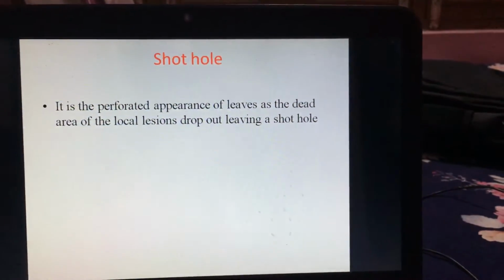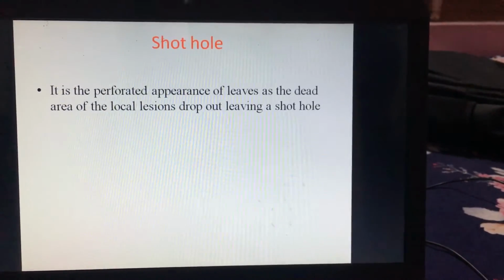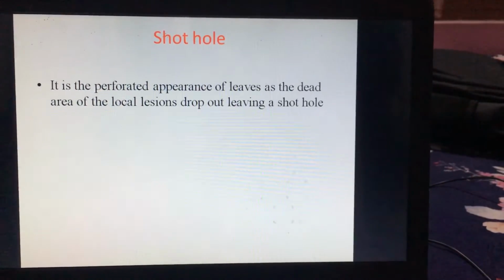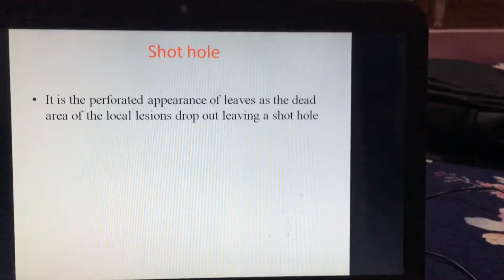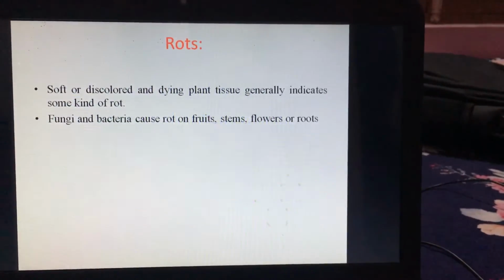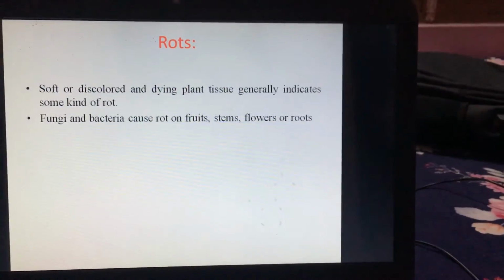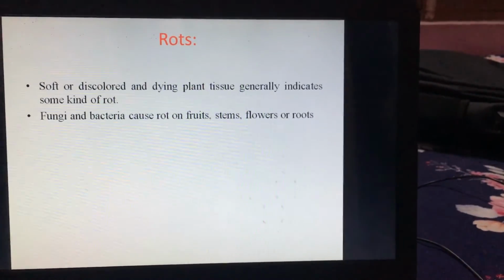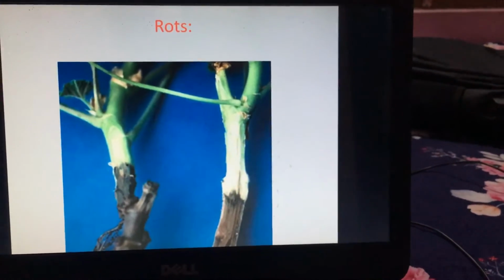And here is shot hole. It is the perforated appearance of leaves as the dead areas of the local lesions drop out, leaving a shot hole. And these are the symptoms of shot hole. And rots. Softening, discolored, and drying plant tissues generally indicate some kind of rot. And here are the symptoms of rots.